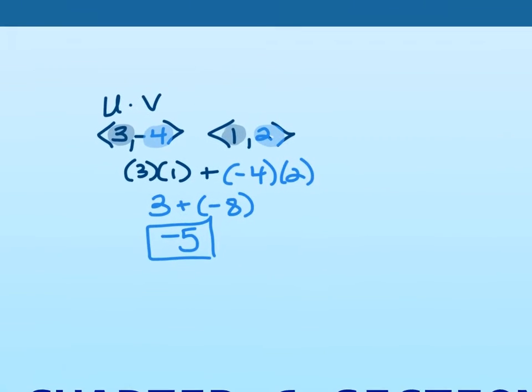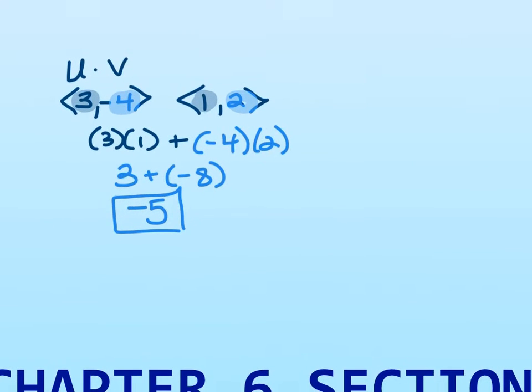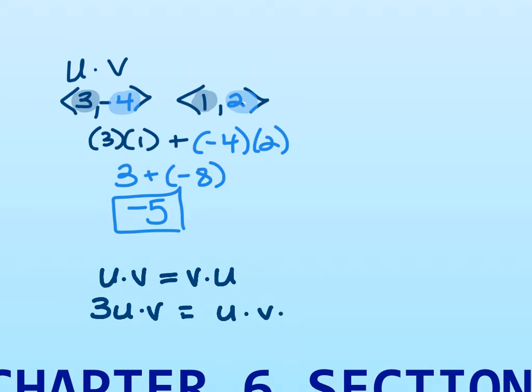Then we talked about the fact that the dot product can be interchangeable. So if it says u dot v, it's the same thing as v dot u. If we had a scalar multiple like 3 times u dot v, we can do that in any order because that scalar holds the same weight as the dot product. So we could do u dot v times 3, or 3 times v dot u, any of those.